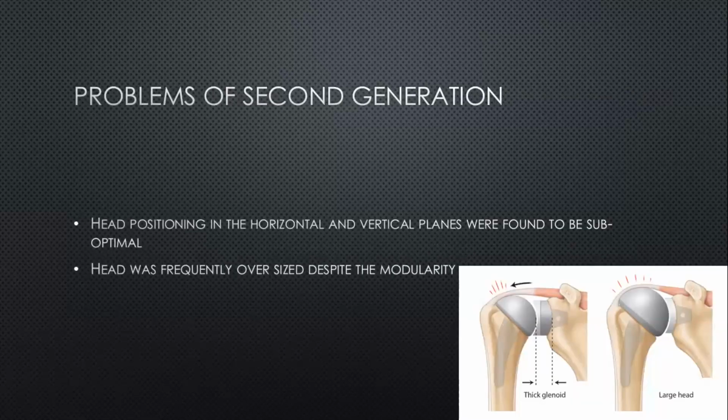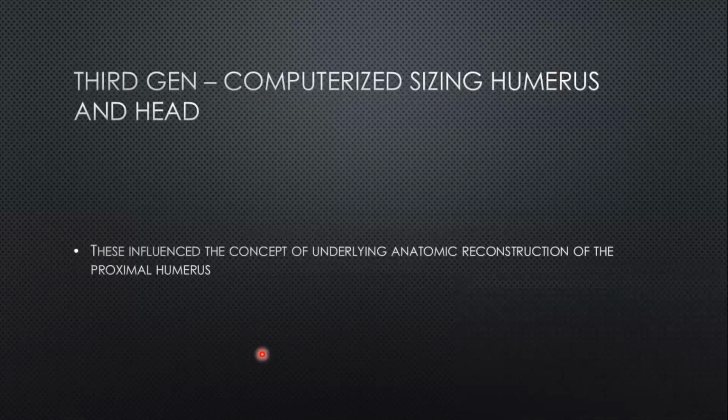Problems like head positioning in the horizontal and the vertical planes were found to be suboptimal. And how much of this head size? What is the appropriate head size? How much should we tension the rotator cuff? Because if you implanted a head size that is larger than the original, they found that there was a problem called overstuffing, where you stretch out the rotator cuff, especially the supraspinatus, as you can see in this figure, and it causes the shoulder to undergo a secondary cuff failure because of the irritation or the stretching out of the rotator cuff muscles.